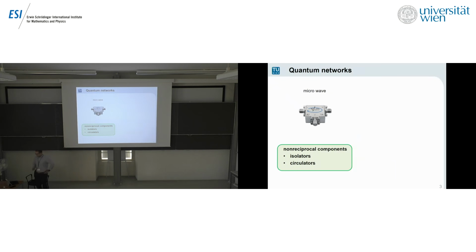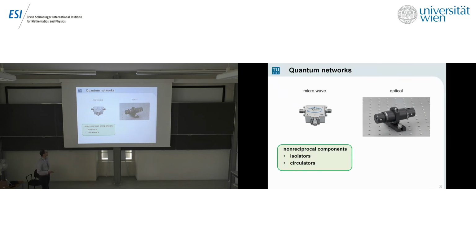Good, and for example, in microwave electronics, such devices are available off the shelf. But if you would like to have a network which spans larger distances, you would probably prefer optical photons. And these non-reciprocal components are available for bulk free space optics, which look something like this. But if you would like to integrate them, if you want to reduce the footprint and still make it work at single photons and still only have low losses, this is still an outstanding challenge.